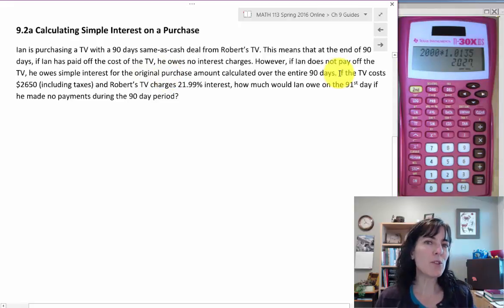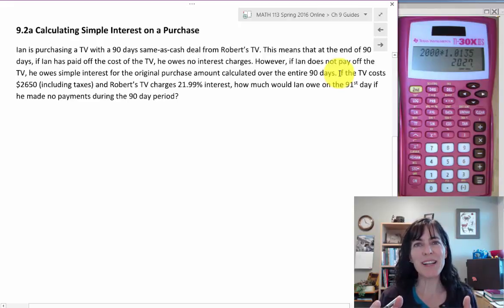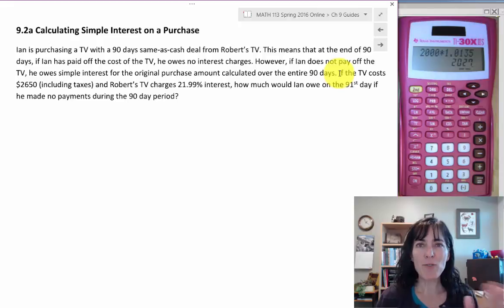So you think if you're doing 90 days same as cash, that at the end of the 90 days, then they start charging you interest, but that's not true. If you don't pay off the amount by the end of the 90 days, they charge you interest from the day you bought the sofa. That's not just Roberts TV, that's anywhere that does 90 days same as cash. So be careful about that. If you're trying to get away without paying any interest, make sure that you pay it off within the 90 days and don't wait until after the 90th day, because then they will charge you interest from the day you got the sofa or whatever you're buying.